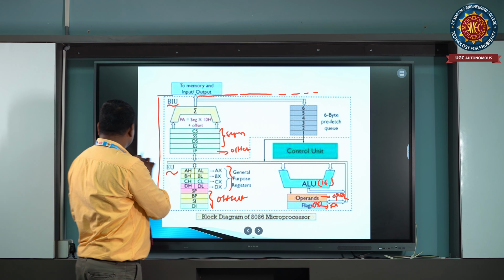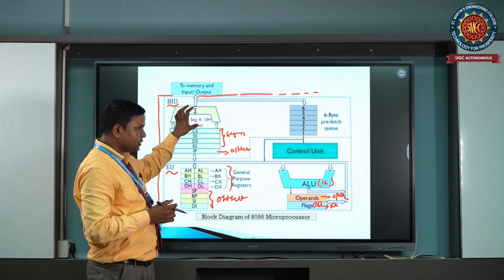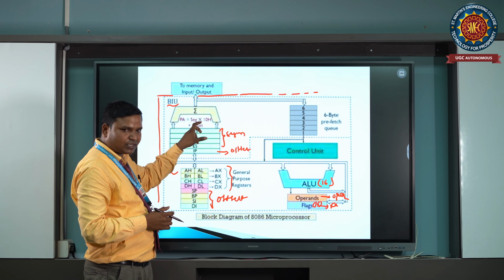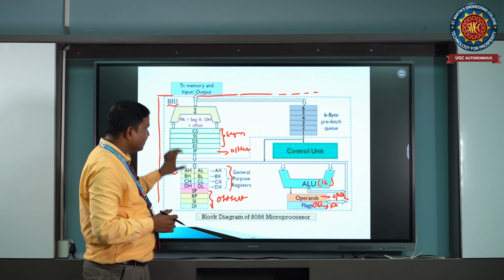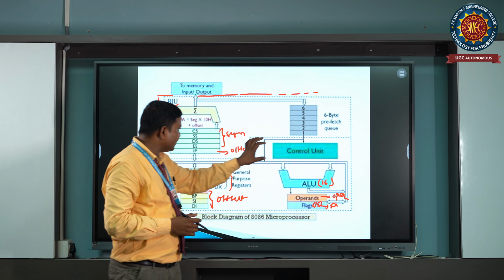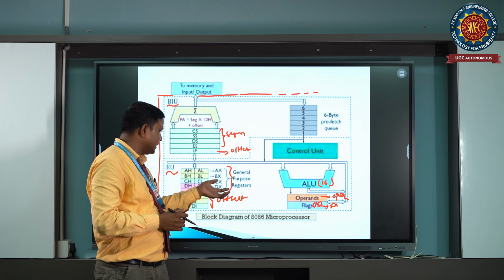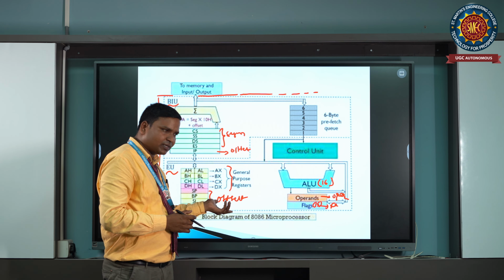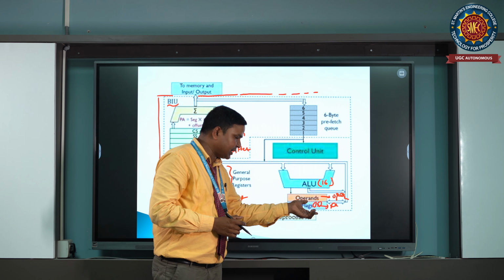In the total 8086 microprocessor, it is divided into two components or two functions. That is the BIU and the execution unit. In the BIU, we need to discuss the 6 byte queue, the segment register, and the adder. While coming to the execution unit, we need to discuss the general purpose register, the offset registers, the ALU, the control unit, and the operands and flags.